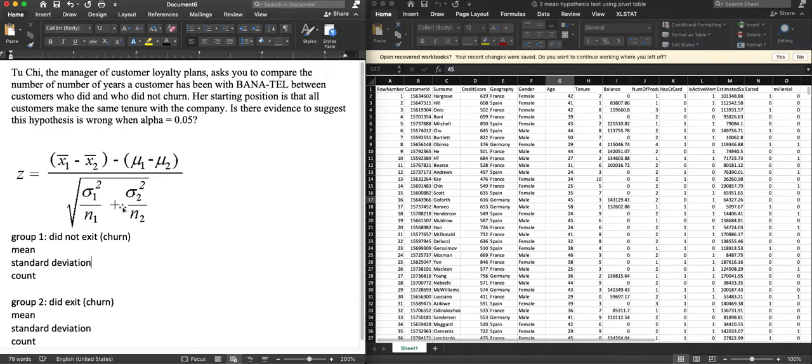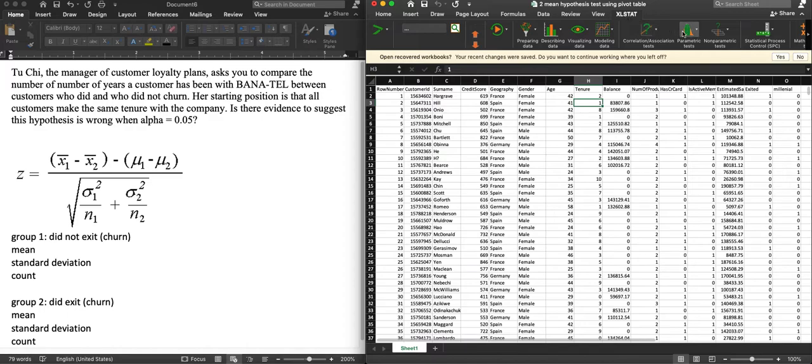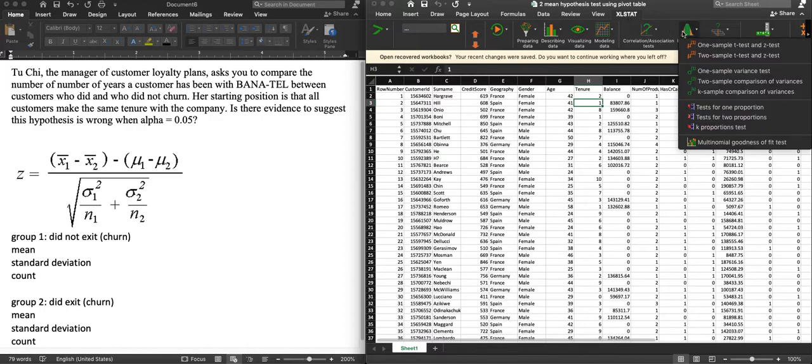All right, and then we do this formula. We're going to use XLSTAT to help us with this. So here is our data. We have tenure right here, it's column H. We'll click on XLSTAT, parametric test. And then this is a 2-sample test because we're going to compare 2 groups.